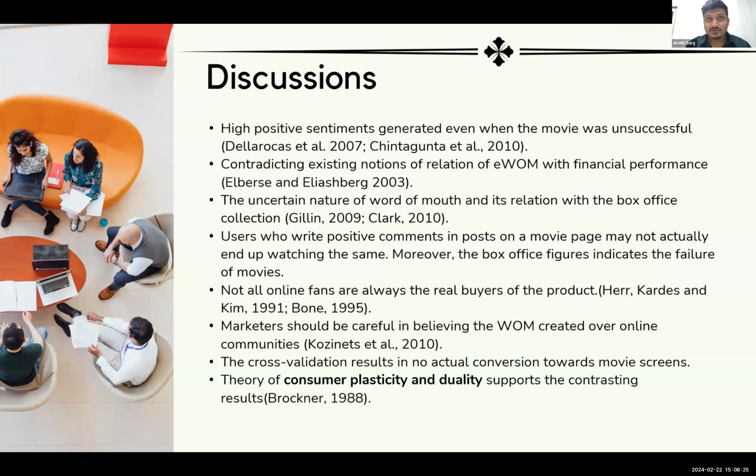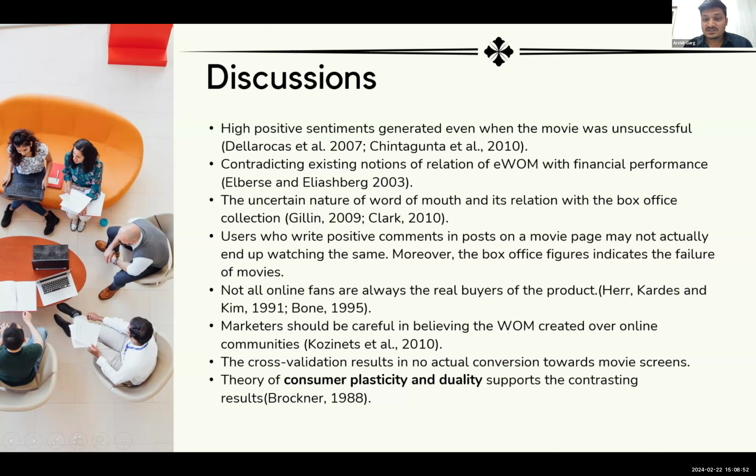The uncertain nature of word of mouth and its relation with box office collection: users who wrote positive comments or posts on a movie page may not actually end up watching it. Not all online fans are always the real buyers of the product. Marketers should be very careful in believing the word of mouth created over online communities, as it could be a step to just promote a movie in the initial phase, not actual box office collection.